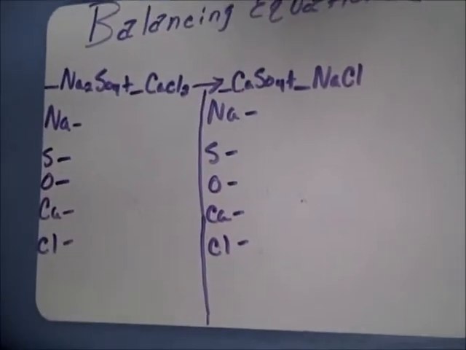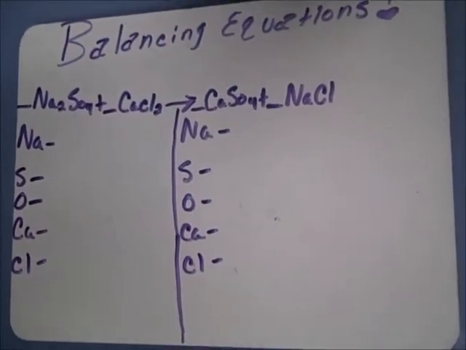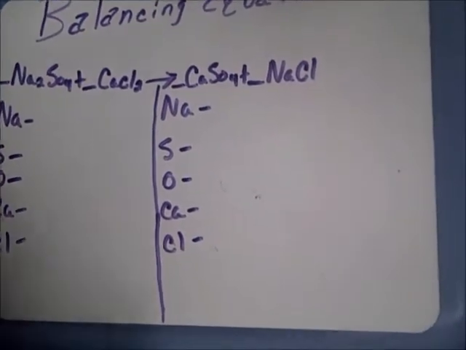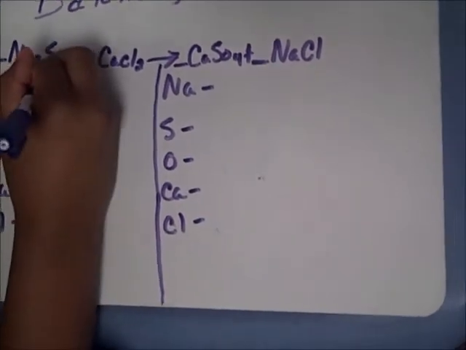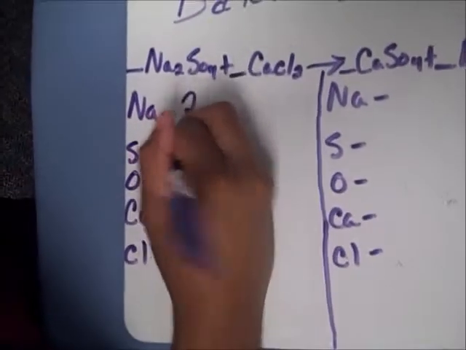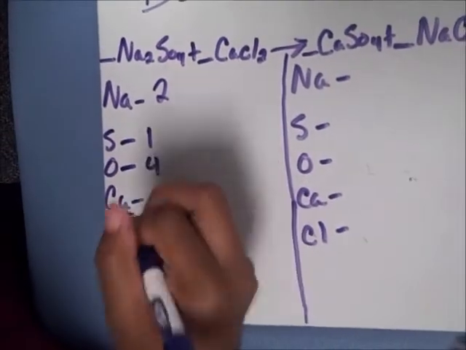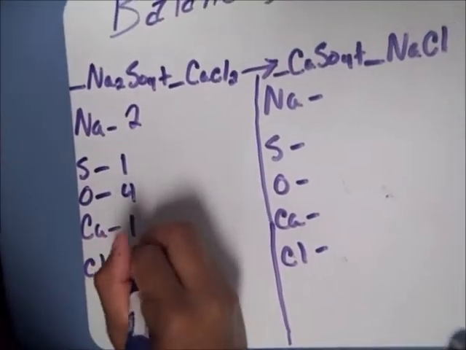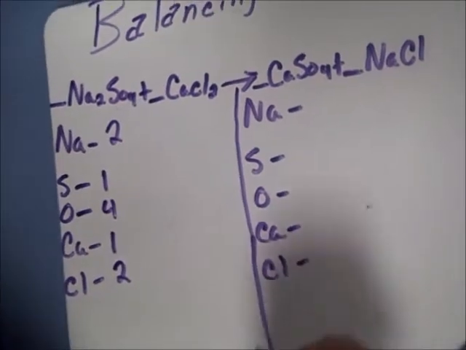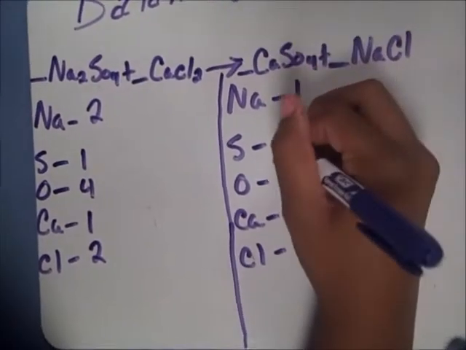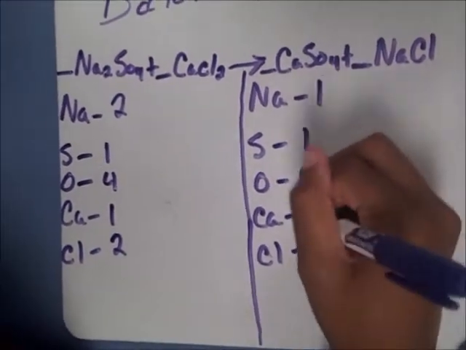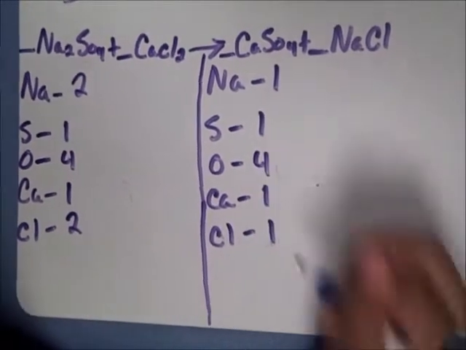Okay, so now we're going to see what we need. Well, let's just write what we have first. We have a 2, a 1, a 4, another 1, and a 2. And over here we have a 1, 1, 4, 1, and another 1.